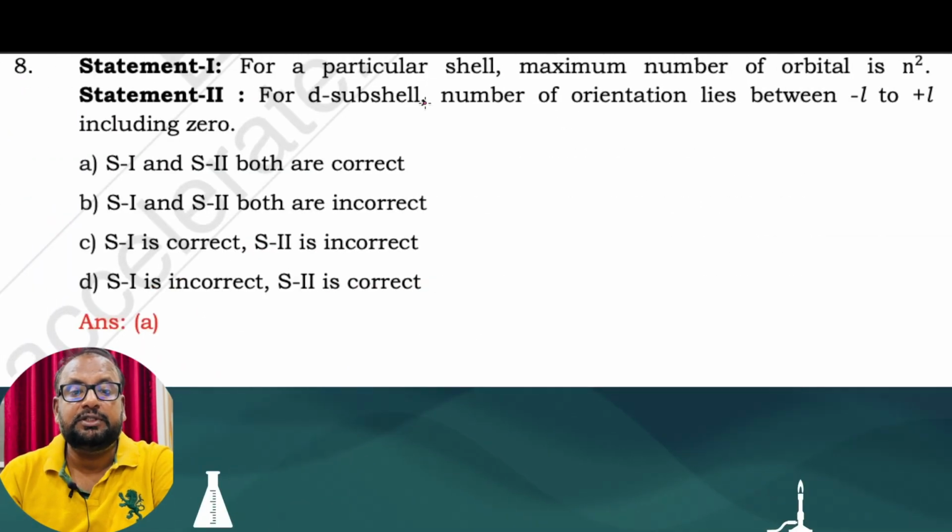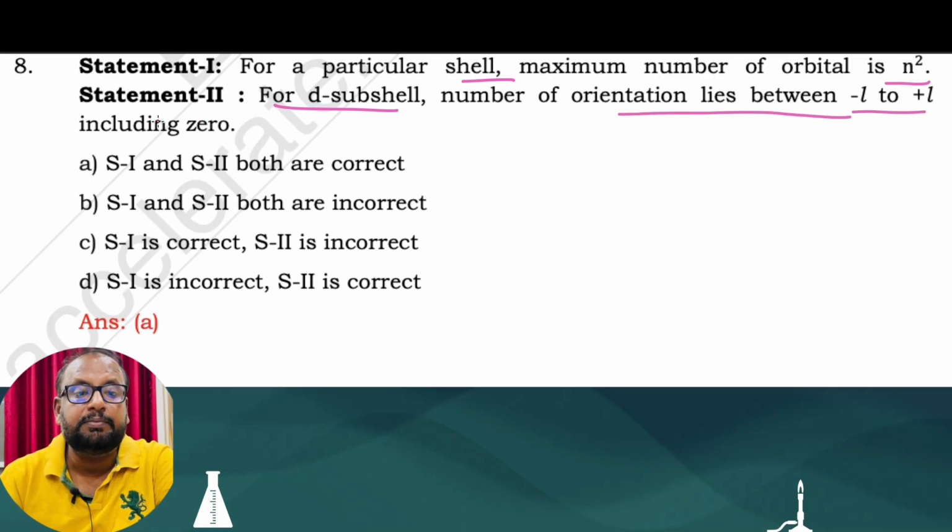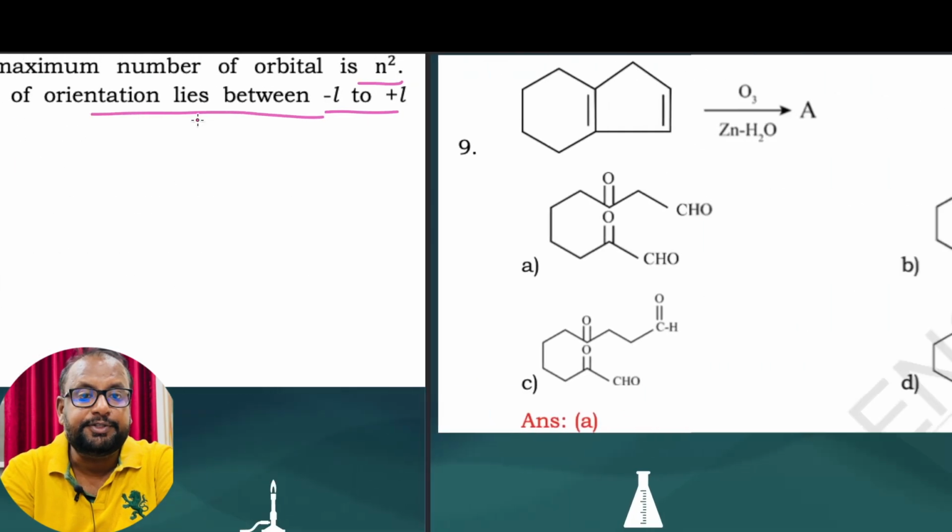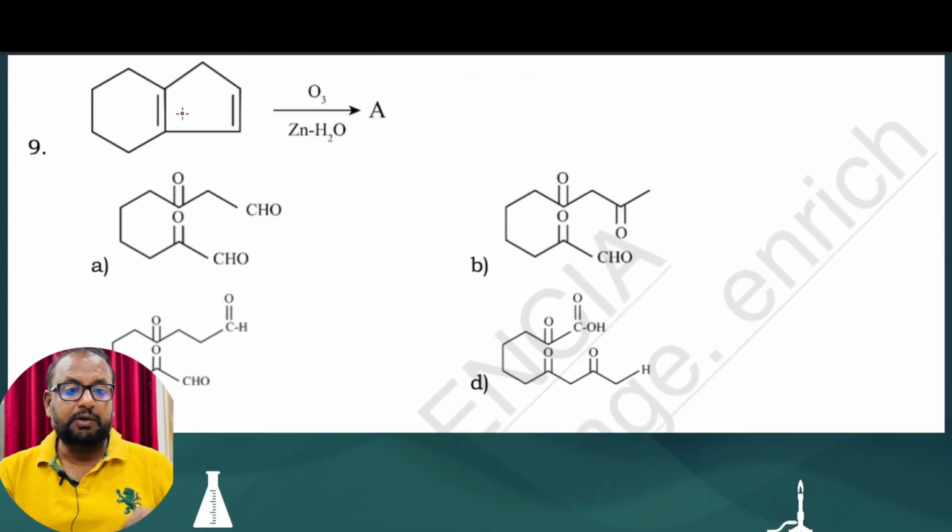The next question: for a particular shell, the maximum number of orbitals is given by n squared. That's correct. For the d subshell, the number of orientations lies between minus l to plus l including 0. So both statements are correct. Yeah, next we have the ninth question.